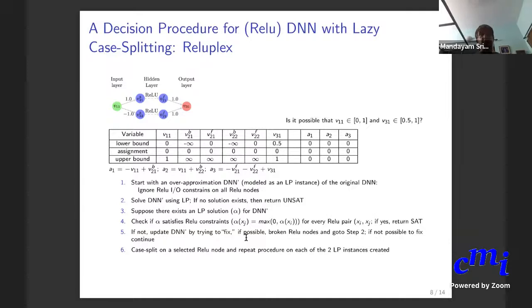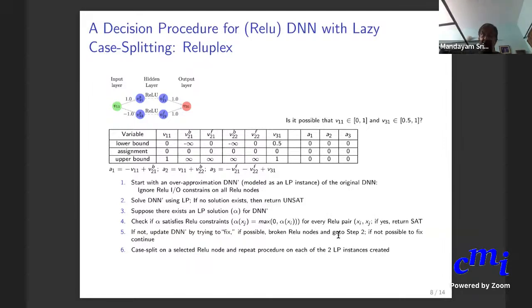I'll show you how the special update rules fix that, since you could have driven other variables out of bounds. So you go back and then run the LP instance after fixing that, okay, and you keep doing that until you either satisfy it.